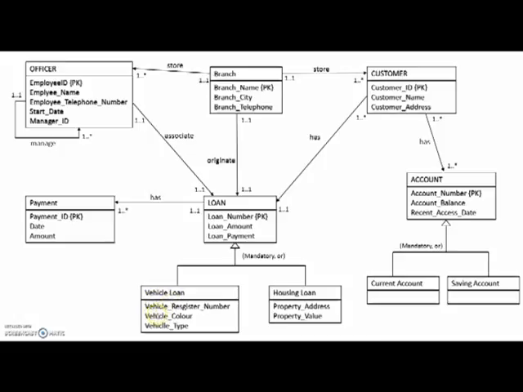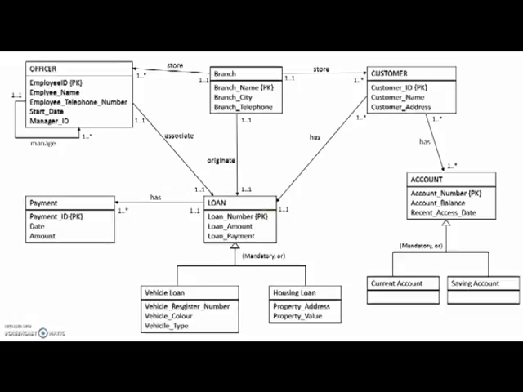The vehicle loan has the attributes of vehicle register number, vehicle color, and vehicle type, while the housing loan has the property address and property value. And we also add the word optional to present that it is the optional way. So just like we mentioned before, the loan can be specialized into vehicle loan and housing loan, while the vehicle loan and housing loan can be generalized into loan.